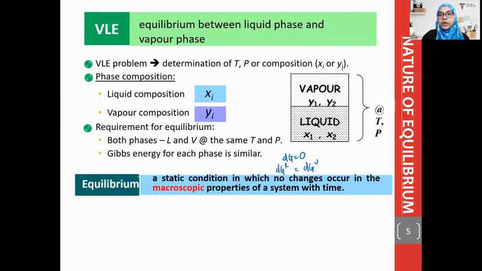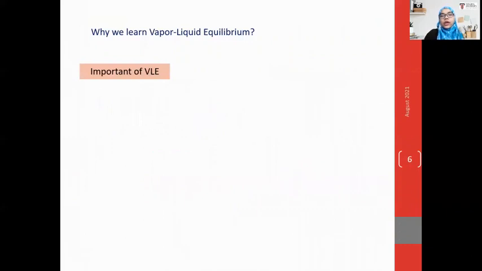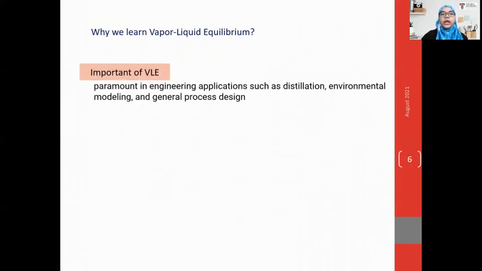So the equilibrium, usually we discuss it at the macroscopic level, which is a static condition in which no change occurs in the macroscopic properties of the system with time. Okay, why do we learn VLE? The importance of VLE is that it is paramount in engineering applications such as distillation, environmental modeling, and general process design.